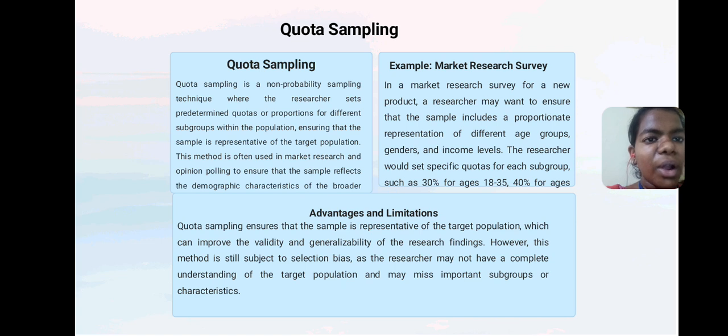And this is about quota sampling. Quota sampling is, as we already saw, a proportion with different subgroups in the population, ensuring that the sample is representative of the target population. This method is often used in market research and opinion polling to ensure that the sample reflects the demographic characteristics of the population. So here's an example, and these are the advantages and limitations of quota sampling.